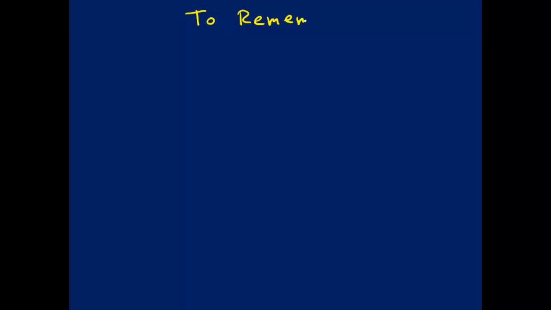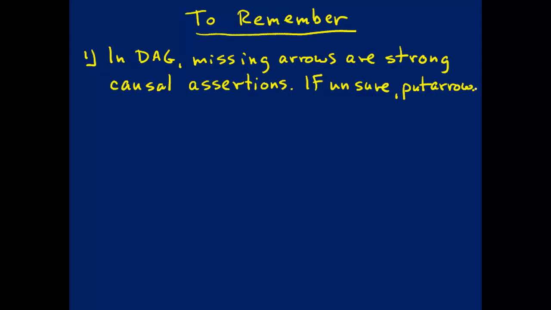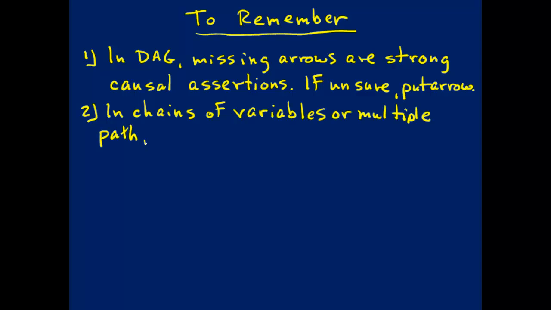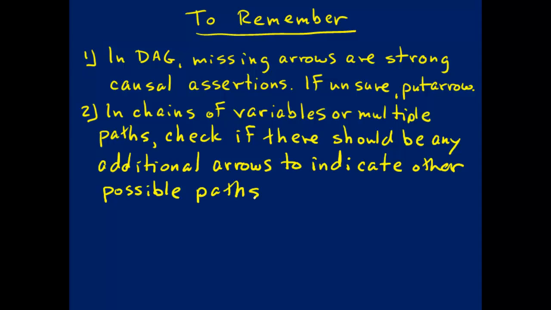So the things to remember here are, one, in a DAG, missing arrows are the strong causal assertions. So if you're unsure about whether or not there's a causal association between two variables, you think there might be, but you're not quite sure, you should put an arrow there. This is especially true in chains of variables, or when you have multiple paths between two variables. When you have that kind of situation, you should really check to see if there should be any additional arrows between the variables to represent other potential causal pathways besides those ones that you have described.